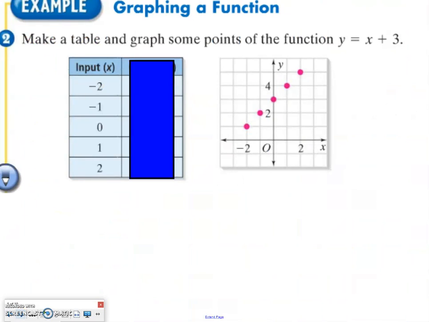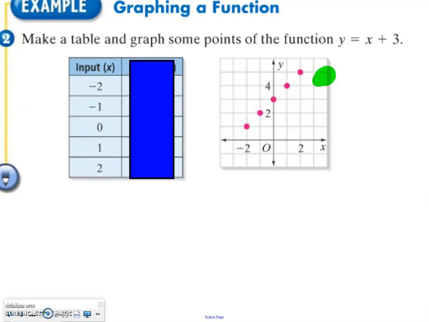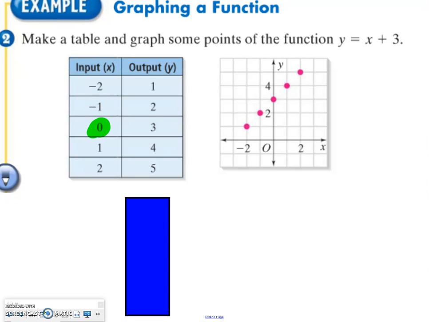Here's a different example. Here is a different function. This function is y equals x plus 3. My inputs are my x's, my outputs are my y's. Every one of my x inputs gets a 3 added to it to get my output. Negative 2 plus 3 is 1. Negative 1 plus 3 is 2. 0 plus 3 is 3. 1 plus 3 is 4. 2 plus 3 is 5.